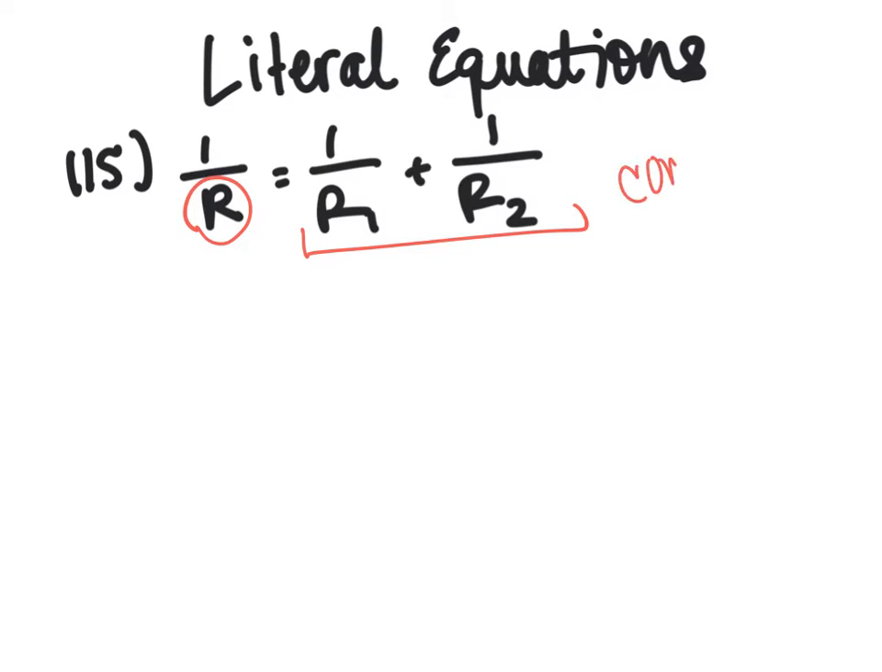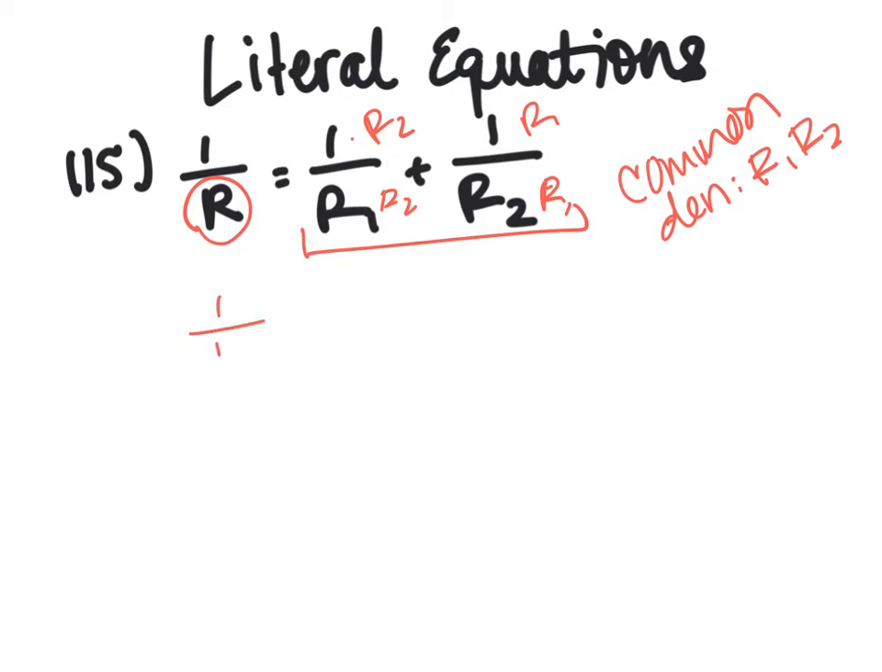Well, in order to combine those two fractions, we need to get a common denominator, which in this case would be r1, r2, and then we can add them. So the first fraction needs r2, multiply top and bottom by r2. The second fraction needs r1, so multiply the top and the bottom by r1. So this gives us r2 plus r1 on top, r2 times r1 on the bottom. We got our common denominator, and then we just added them together.